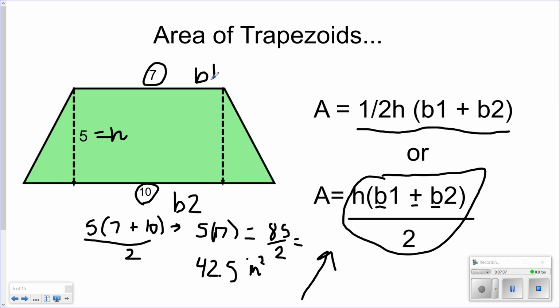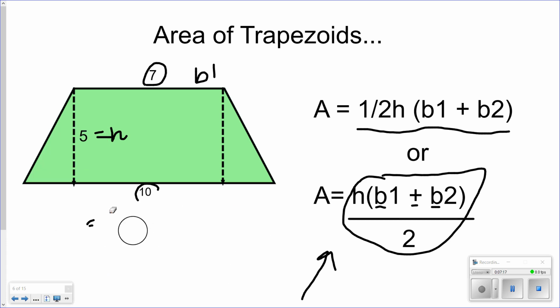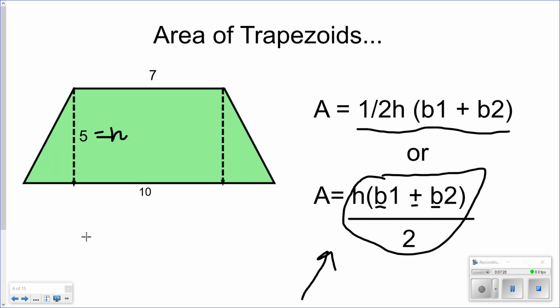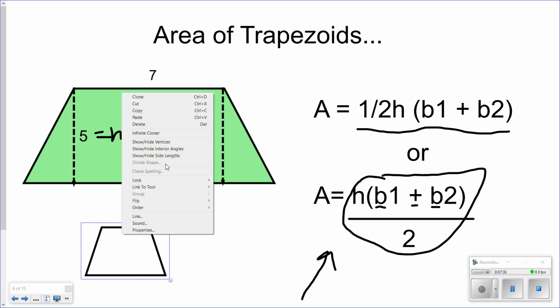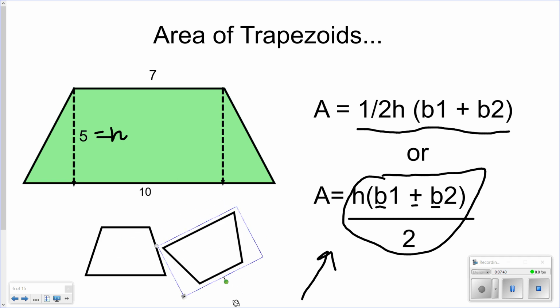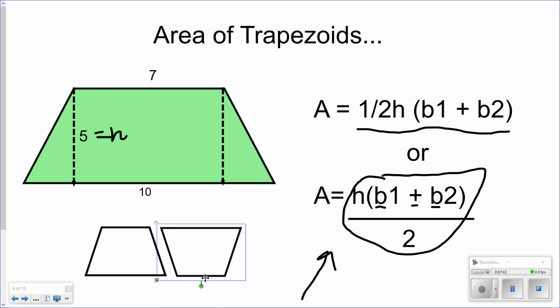A lot of people don't understand really why this works, and I can quickly show you if you want. Okay, let me show you why this works. So first I'm going to put a new trapezoid here. Okay, and then I'm going to click on that one and clone it and make a second one. I'm going to turn them around, and I'm going to put them together.